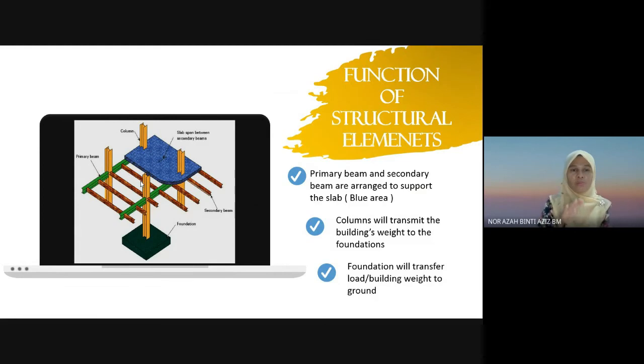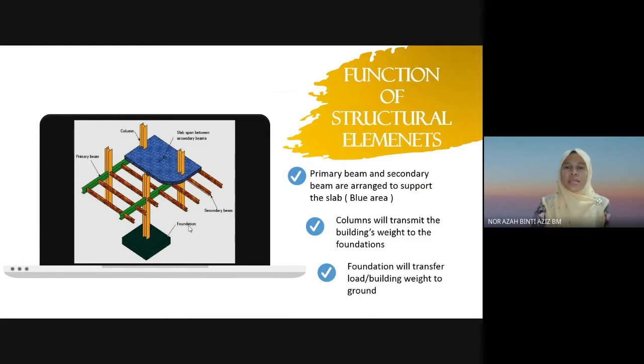Beam will support load from slab. You see here, slab is on the beam, right? So beam will support load from slab. Then beam will transfer load to the column. So two functions: support slab, and transfer load to column.